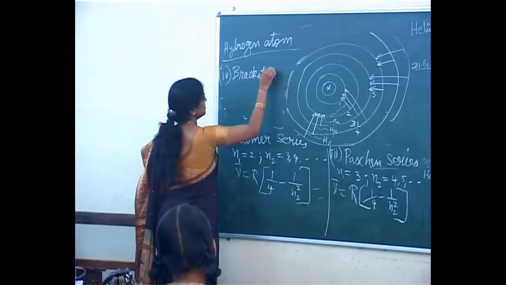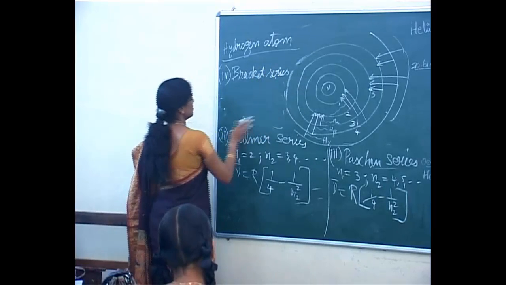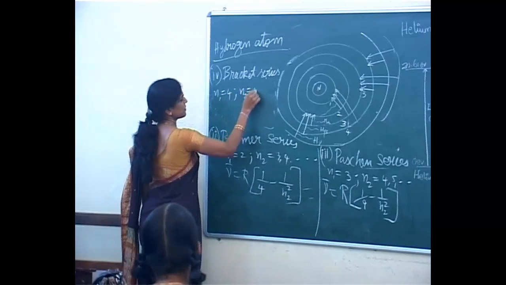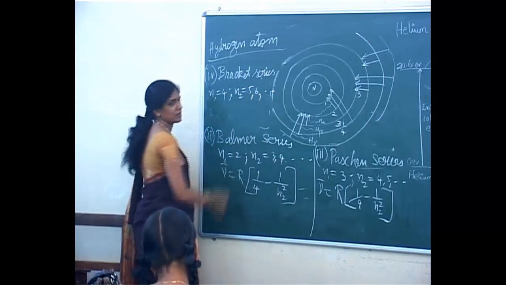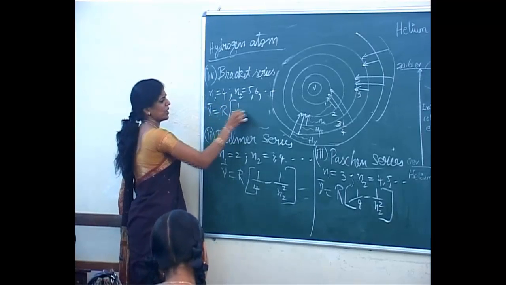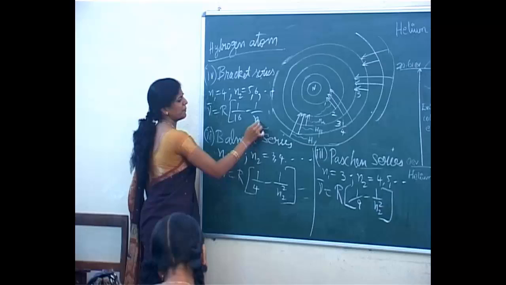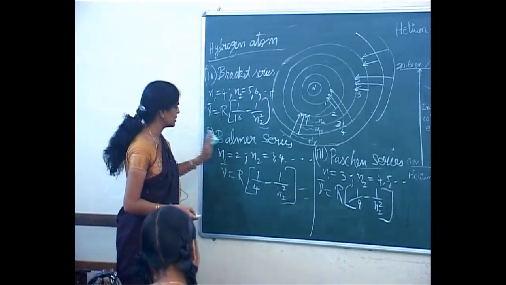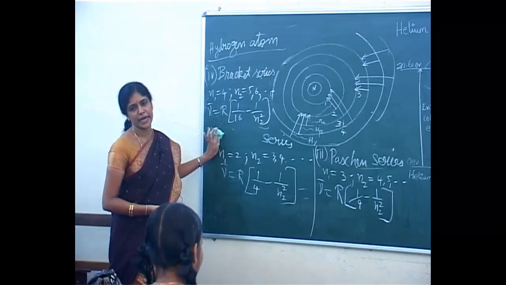Here n1 is, what is n1? What is n2? 5, 6 and goes on like this. So the wave number formula is R into 1 by n1 square minus 1 by n2 square. This spectral series also is visible in the infrared region.